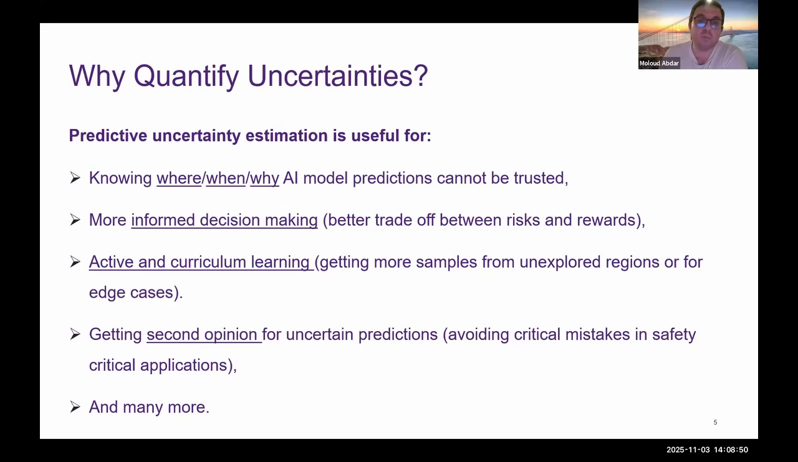This is more about getting more samples from unexplored regions or for edge cases that are very rare. And the most important part is getting a second opinion when we have uncertain predictions. This is very sensitive regarding critical applications, especially to avoid mistakes, for example in healthcare. So a second opinion comes through in that case, and there are many more reasons why we need to quantify uncertainty.